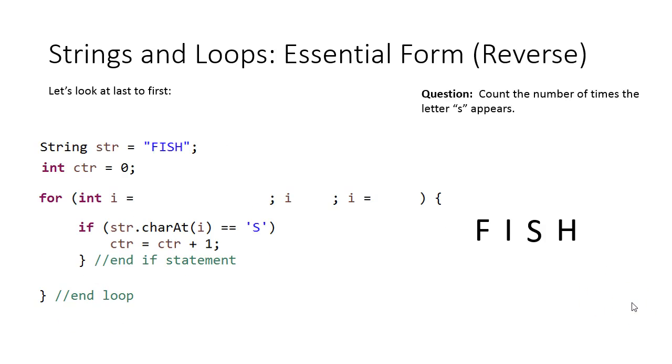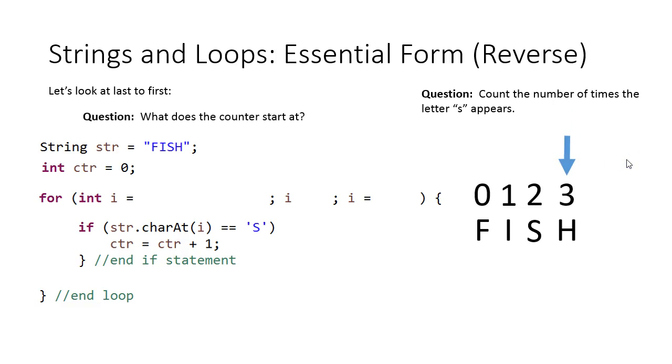Okay, let's look at it in reverse. So the first question is, what does the counter start at? If I'm going to look at this in reverse and find the number of s's that appear, the counter is going to start at 3. But again, I don't want to put 3 there. I want to use the str.length operator, because if I put something in here other than fish, I want Java to account for that. So I do str.length and I subtract 1, because the length of fish is 4 and the last index is 1 less than the length.